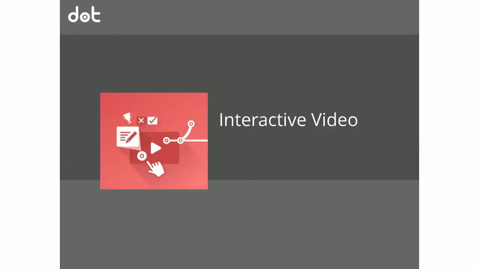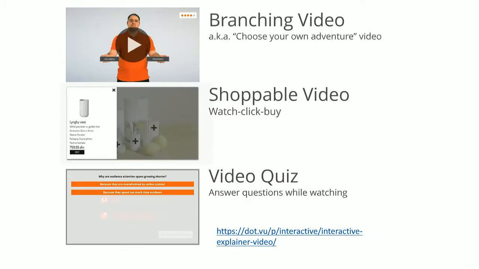Moving on, interactive video. I'm sure you've seen this before, but interactive video is basically taking video, which is normally a monologue, so people normally just watch videos. But when you make that interactive, you can also get people to answer questions while they watch. You can get them to choose their own adventure in the video even. So while they are in the video experience, they can create their own story.